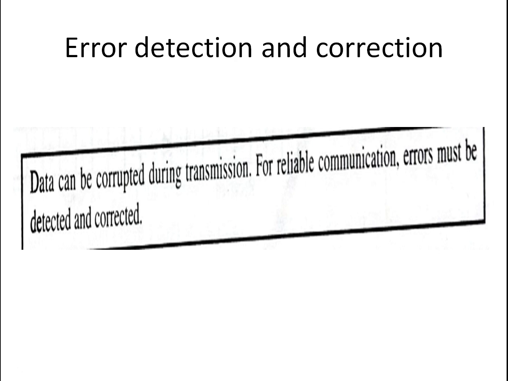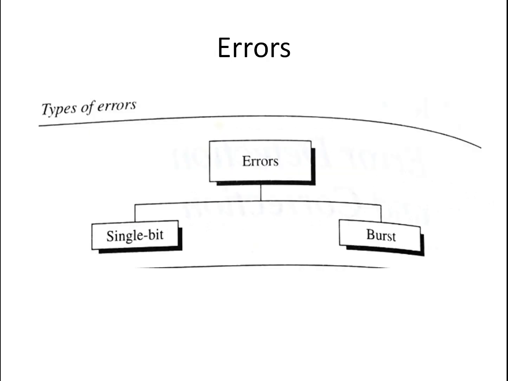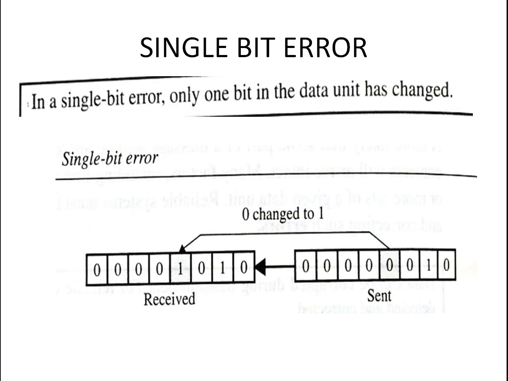In error detection and correction, data can be corrected during the transmission. For reliable communication, errors must be detected and corrected. The types of errors are single bit error and burst error. In a single bit error, only one bit in the data unit changes. From the sender side to the receiver side, only one bit changes. This is called a single bit error.